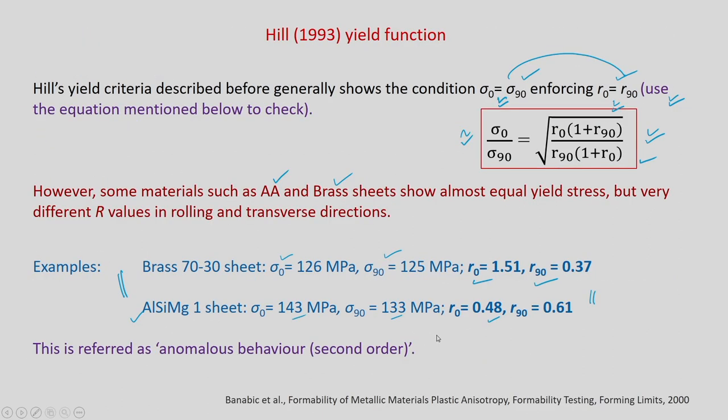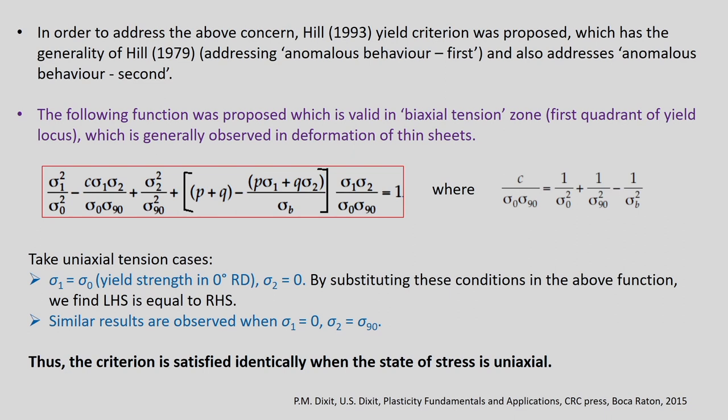So now the question comes, what is Hill 1993 providing? In order to address the above concern, the Hill 1993 yield criterion was proposed, which has the generality of Hill 1979. Why? Because Hill 1979 addresses anomalous behavior number one. At the same time, this Hill 1993 should also address anomalous behavior two. With that, Hill 1993 was first proposed in the biaxial tension zone. Biaxial tension zone means the first quadrant of your yield locus, with sigma 1 and sigma 2, where the biaxial tension comes into picture. Then this particular equation was proposed.